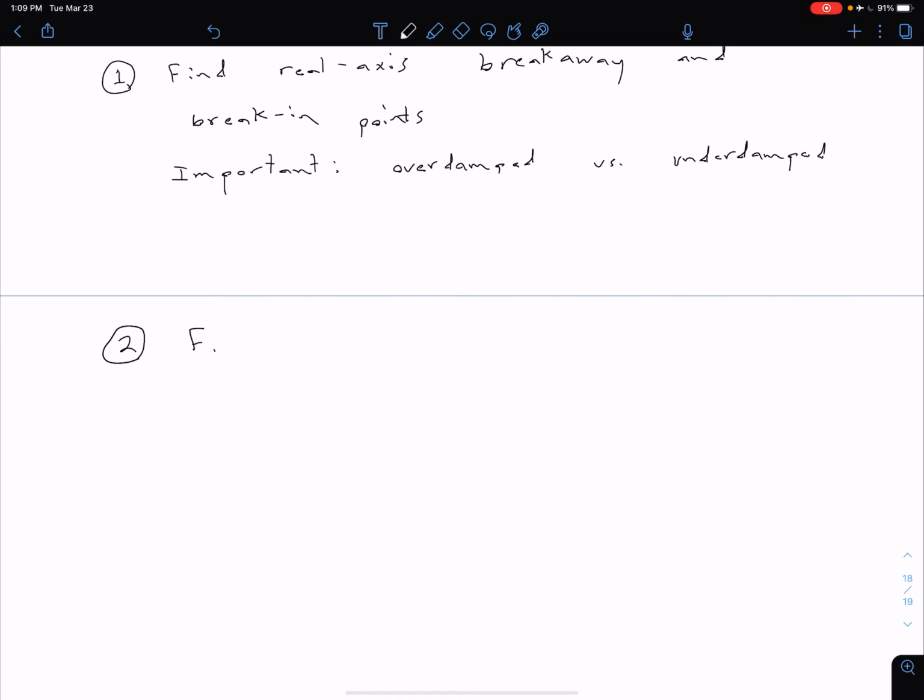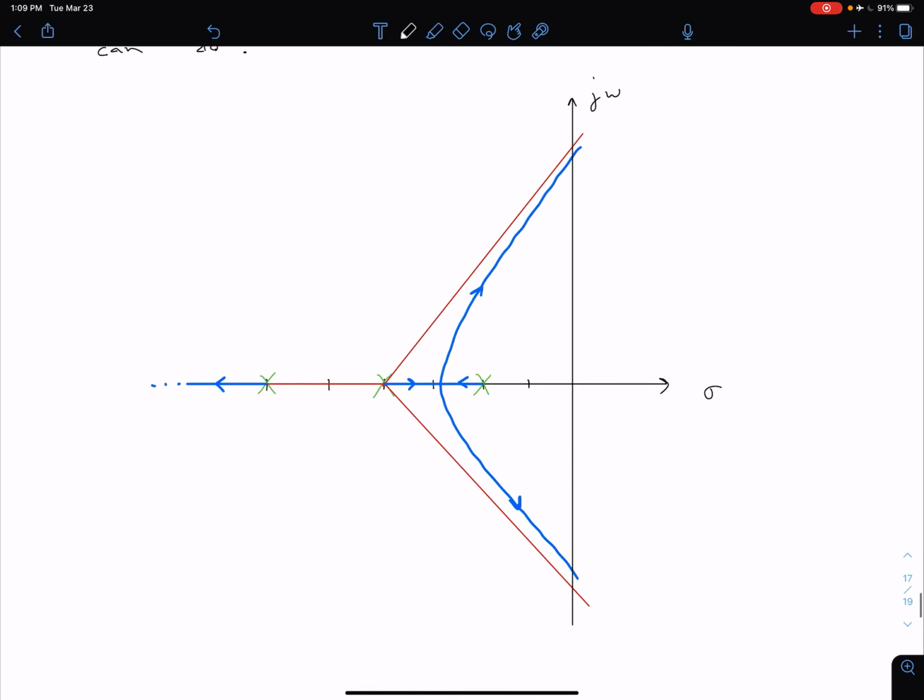So the second item, which we also discussed briefly at the end of the last video, is we can find our j omega axis crossings. And so coming back up to our root locus here, we can see there are 2 places where this particular root locus crosses our j omega axis. That's at the top and bottom there.